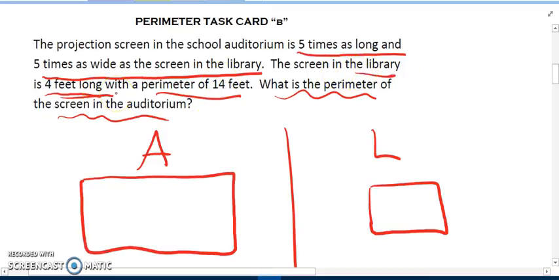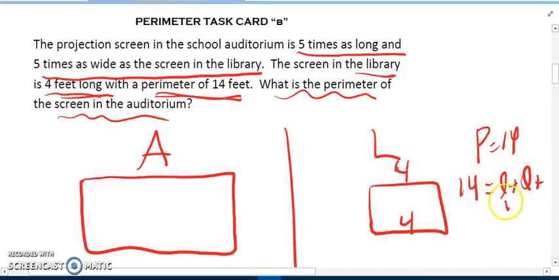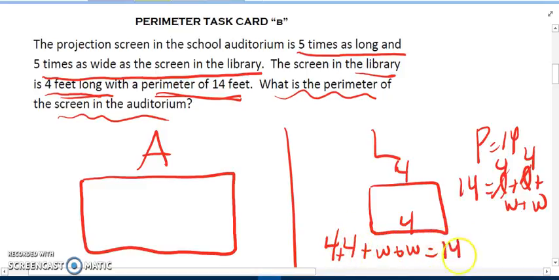We know the library has a screen that's 4 feet long. So let's put 4 feet here. It has a perimeter of 14. So 14 should equal length plus width plus width. That means I could substitute 4 plus 4 plus W has to equal 14. 4 plus 4 is 8. So how many more would these need to add up to get me 14? So let's go 8, 9, 10, 11, 12, 13, 14. That would be 6. So both W's need to be 6.